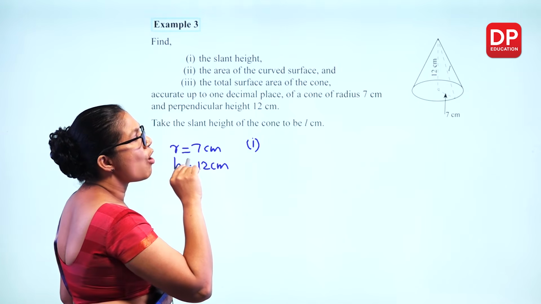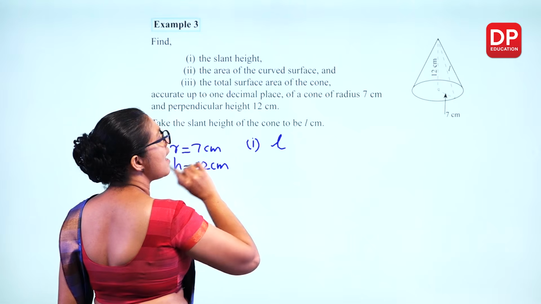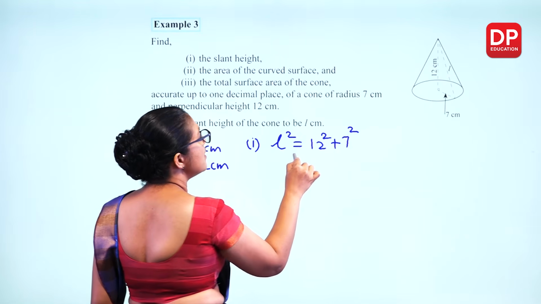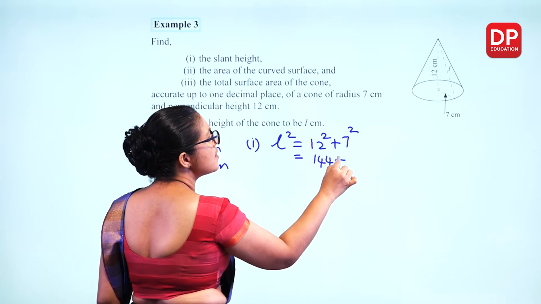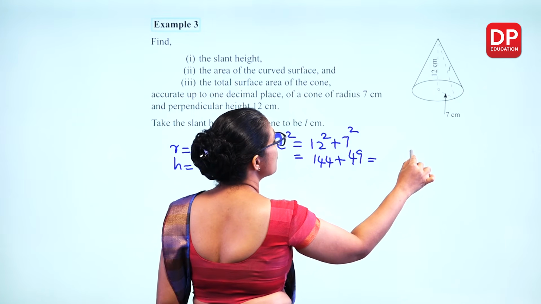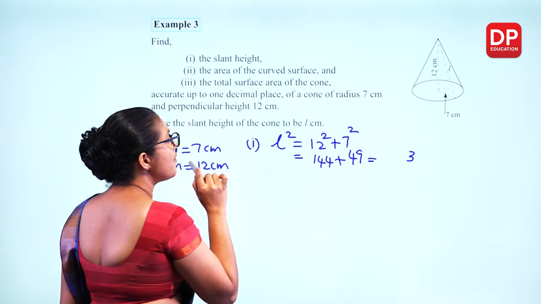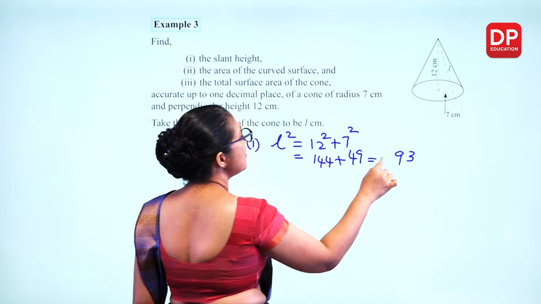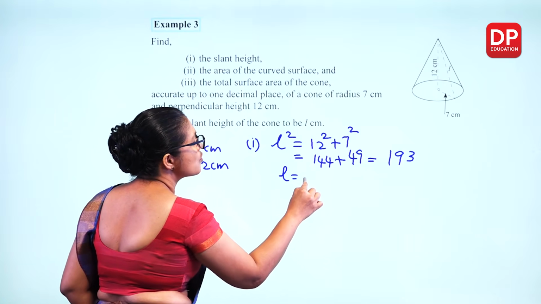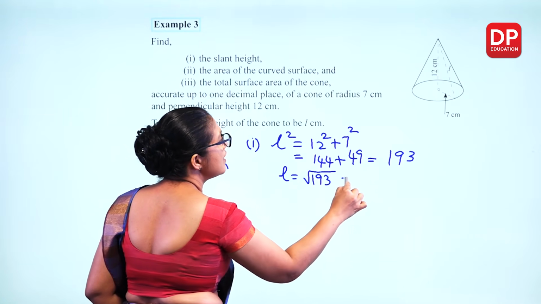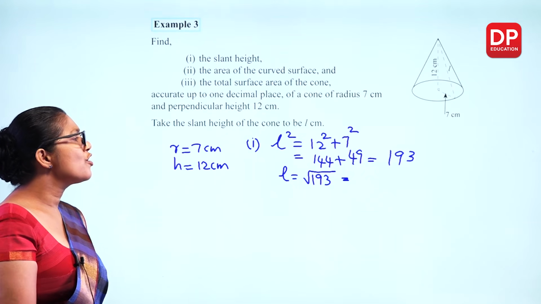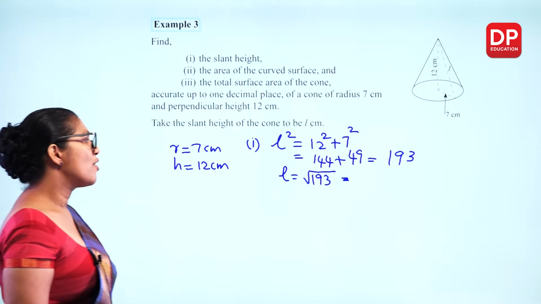What's the formula we can use? We know that according to Pythagoras theorem, if the slant height is L, L squared is equal to 12 squared plus 7 squared. So 12 squared is 144. 7 squared is 49. So when you add them together, 9 plus 4, 13, 1 remaining, 9 and 1. So here L squared is 193. So what is L? Square root of 193. How can we find it out? This is not a perfect square. So we need to use the division method to find the square root.